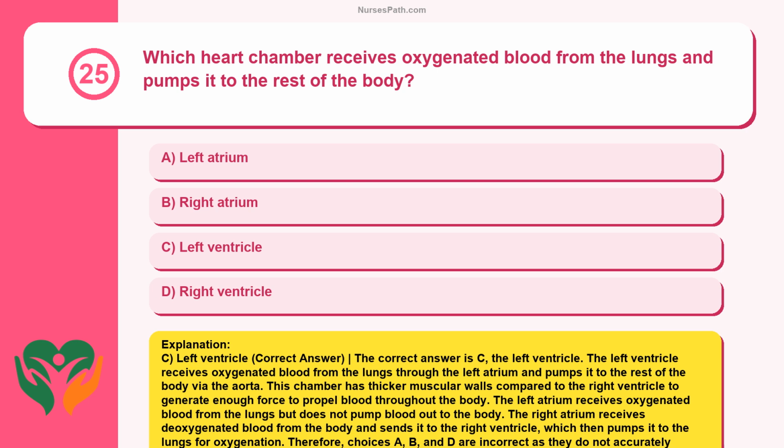This chamber has thicker muscular walls compared to the right ventricle to generate enough force to propel blood throughout the body. The left atrium receives oxygenated blood from the lungs but does not pump blood out to the body. The right atrium receives deoxygenated blood from the body and sends it to the right ventricle, which then pumps it to the lungs for oxygenation. Therefore, choices A, B, and D are incorrect as they do not accurately describe the function of the heart chamber that receives oxygenated blood from the lungs and pumps it to the rest of the body.